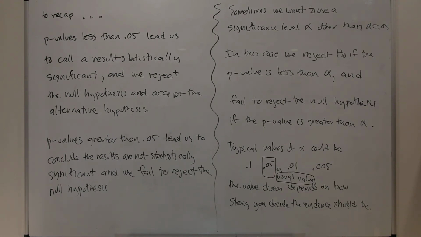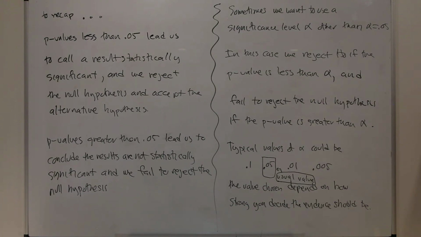So the usual level of significance is 0.05, which is just the probability that the p-value has to be less than for you to reject the null hypothesis. But sometimes we want to use a significance level alpha less than the usual alpha equals 0.05. So we call it significance level alpha. In this case, we reject the null hypothesis if the p-value is less than alpha, and fail to reject the null hypothesis if the p-value is greater than alpha.